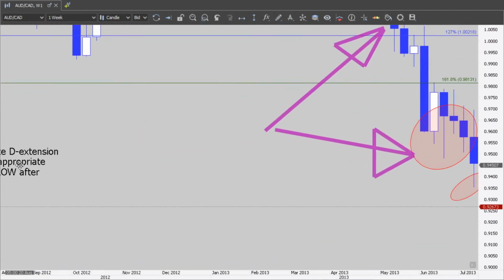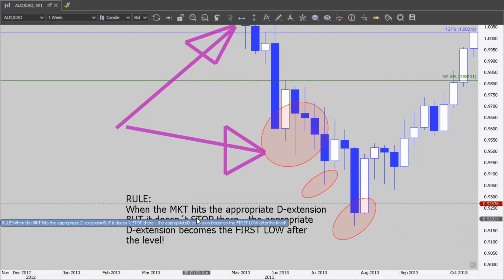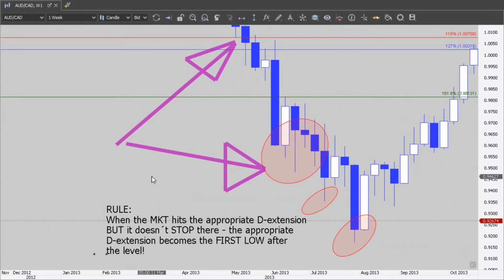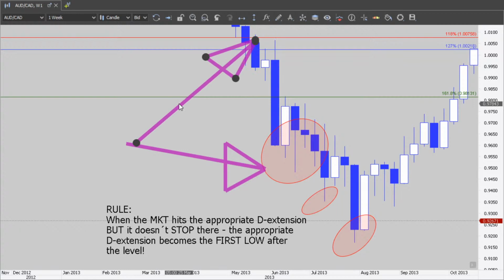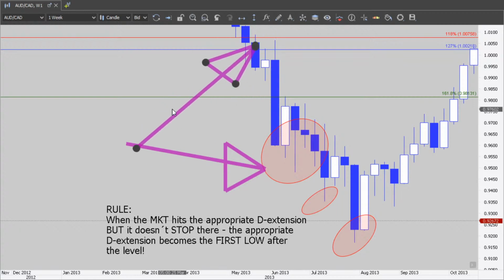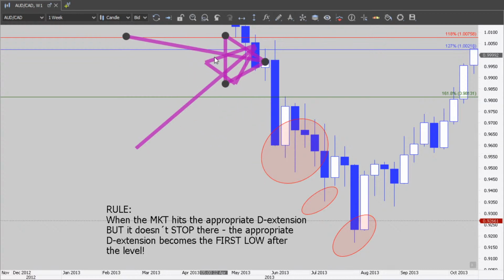And the rule is saying, this is the rule. When the market hits the appropriate extension, which is the red line, but it doesn't stop, the appropriate extension becomes the first low. The first low after the level. So the first low after the market hit the red.